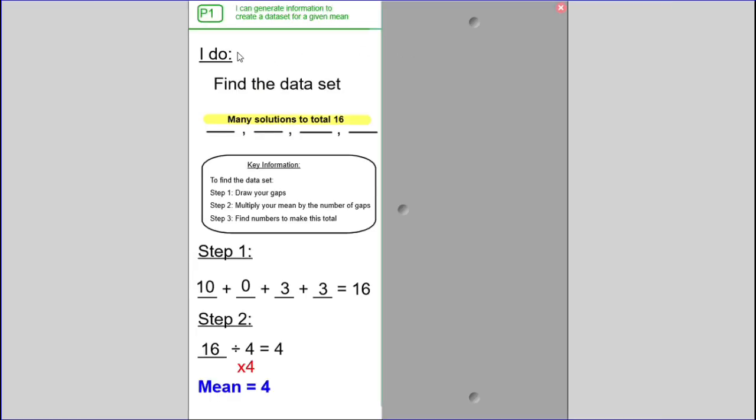So here's a P1 type of question and let's have a look together. We can see here that we have 4 numbers and they must have a mean of 4. So we drew our gaps. Then we multiplied the mean by the number of gaps. So we did 4 times 4, which is 16. Then we found numbers that make a total of 16. We noticed that we can get many solutions that give us a total of 16.